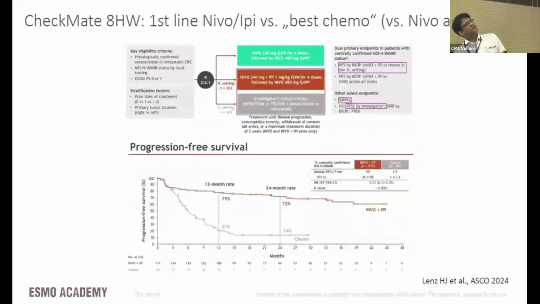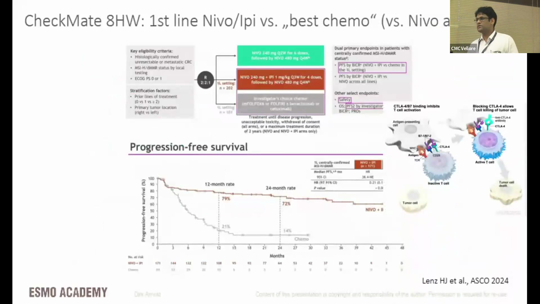Now, if one immunotherapy is good, why not use two? Do you know what? There's something called dual checkpoint inhibitors. Okay, so I told you about PD1, PDL1.